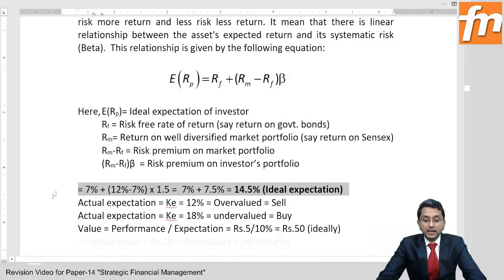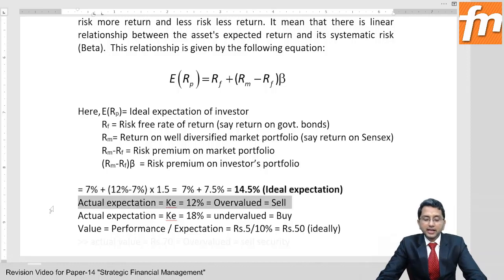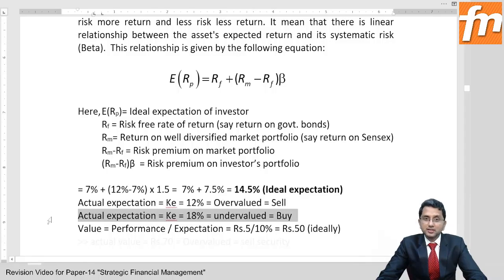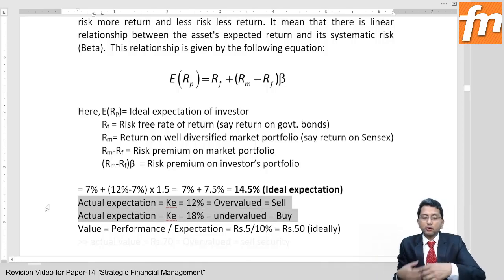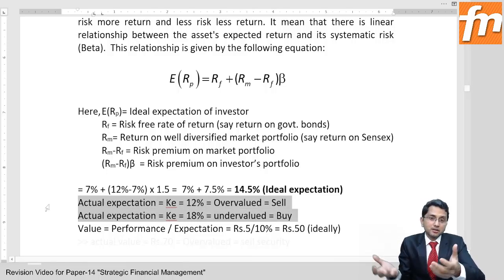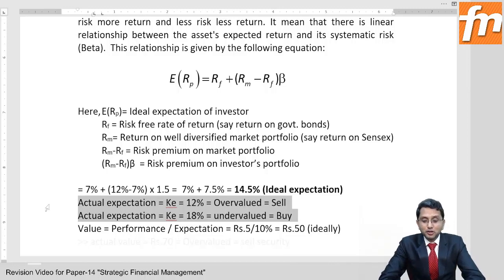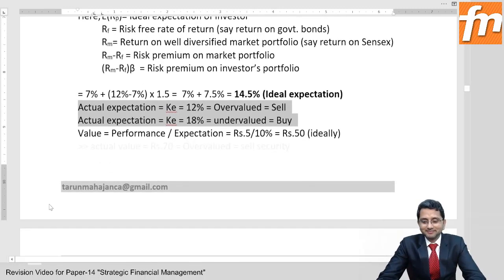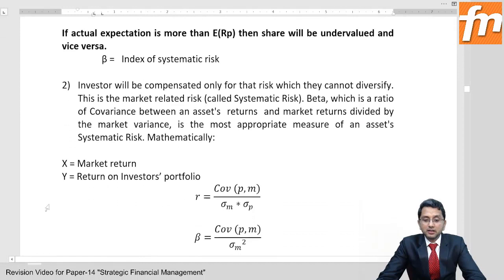First of all, you calculate expectation with the formula, which is the ideal expectation. Compare it with the actual expectation. If actual expectation is less, share is overvalued, sell it out. If actual expectation is more, share is undervalued, buy it. And make extra money. This is not your regular investment return. This is the extra return you are getting due to undervaluation or overvaluation. And that's why I named this chapter opportunity based investment.